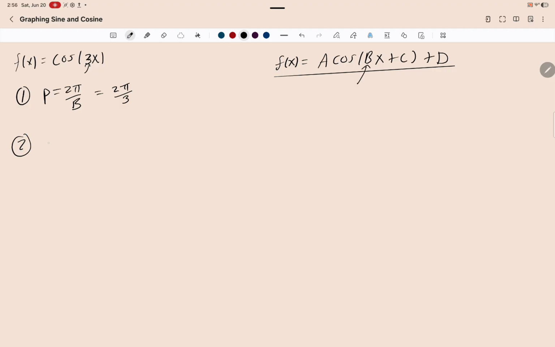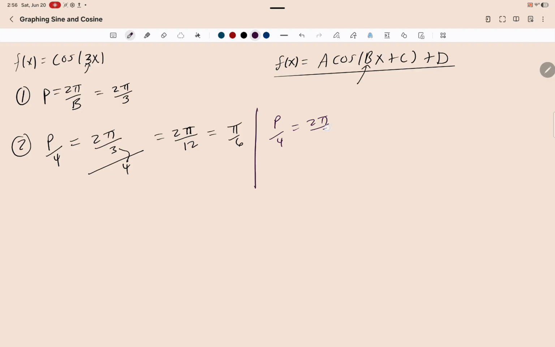Then for step 2, I'm going to take the period and I'm going to divide it by 4. So in other words, this divided by 4. Now a shortcut to this would just be, since it's a fraction and you're dividing by 4, just take these two and you're always going to multiply them if it's a fraction. So in other words, you get 2 pi over 12, and we could simplify that, which gives us pi over 6.